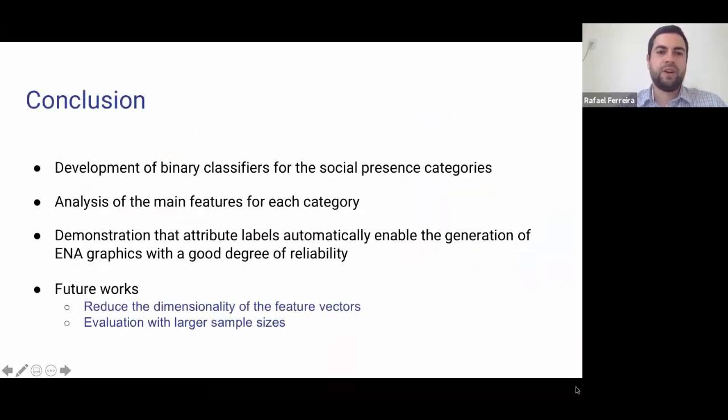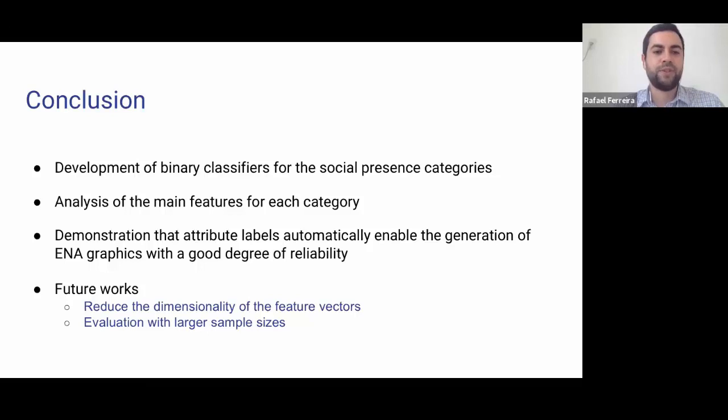Okay, to summarize everything, the paper proposed 3 binary classifiers to identify the social presence categories. We also performed the analysis of the most important features for each category. And then we demonstrated that we can use the automatically labeled data to generate the epistemic network graphs, and they are very similar to each other. We also ran some statistical tests that show that the graphs are statistically similar.